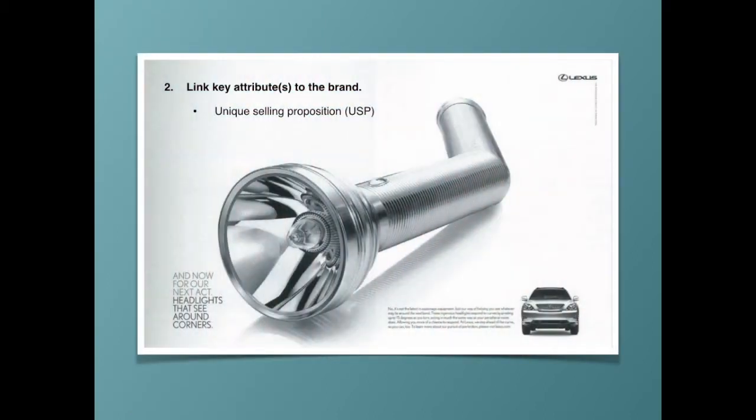The second one is to link key attributes to the brand. This objective focuses on a brand's feature that the competition does not have. So for example, if Chrysler had a better warranty than Ford, then this sort of key feature becomes an objective of the message strategy. So one of the ways to do that is unique selling proposition.